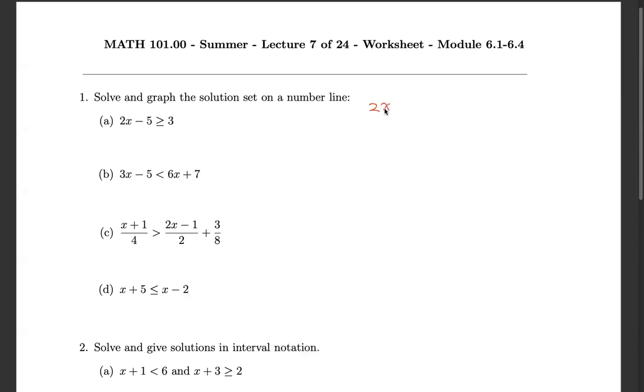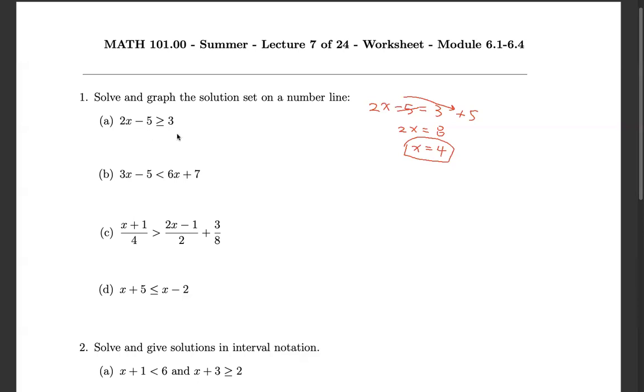Let's see if we have 2x minus 5 equals 3. Right? What do we do? We move negative 5 to the other side. It becomes positive 5, plus 5. Then we have 2x equals 3 plus 5, which is 8. Then we divide by 2 on both sides. 8 divided by 2 gets 4. So we will have only one solution for equality.